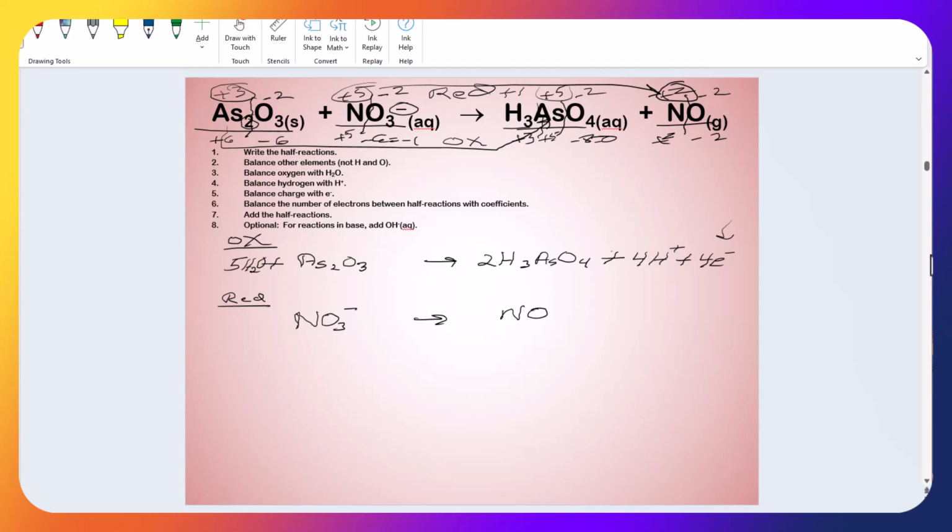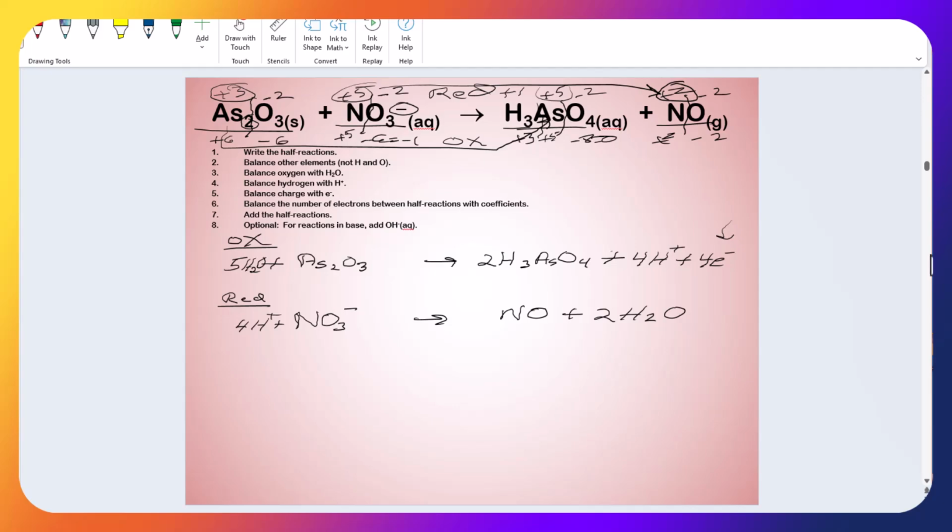We've got 1 nitrogen, 1 nitrogen, so nitrogen's happy. 3 oxygens on the reactant side, so we're going to need to add 2 waters over here to get our 3 oxygens. 2 times 1 is 2, plus 1 is 3. But that gave us 4 hydrogens, so we need to add 4 H pluses over here to balance hydrogen. All right, we've done that.